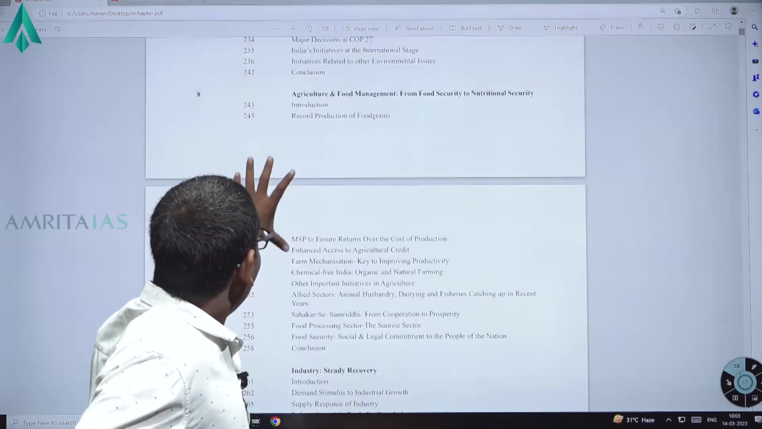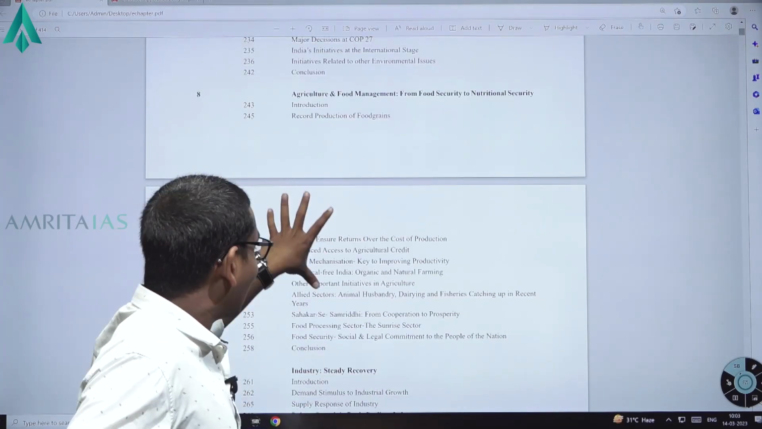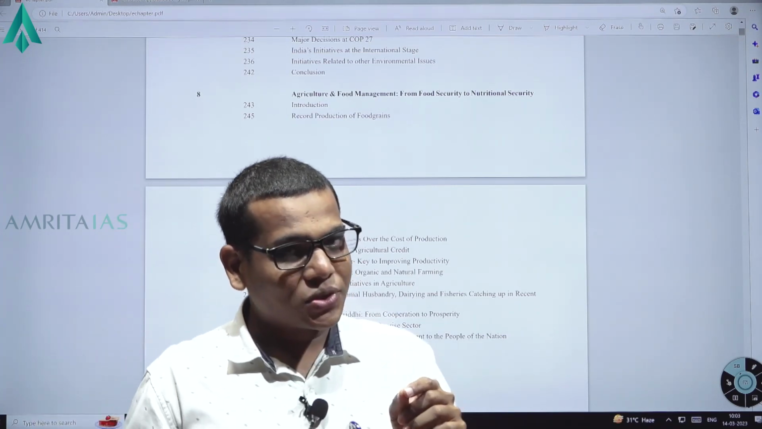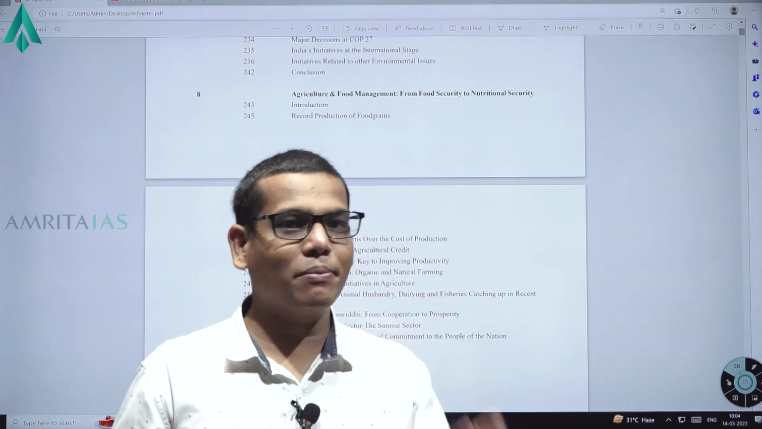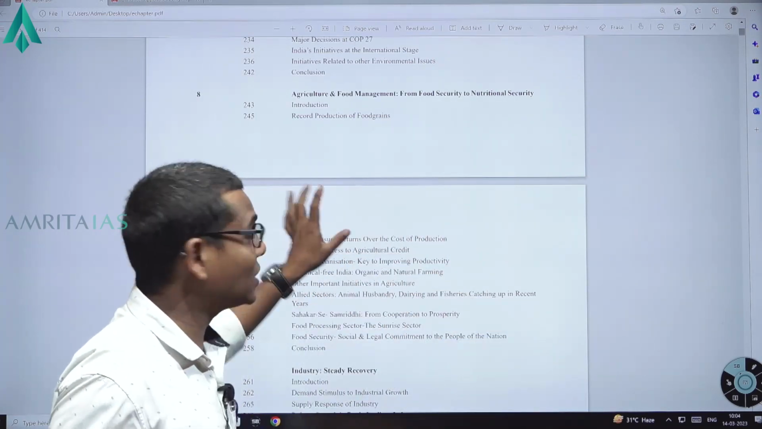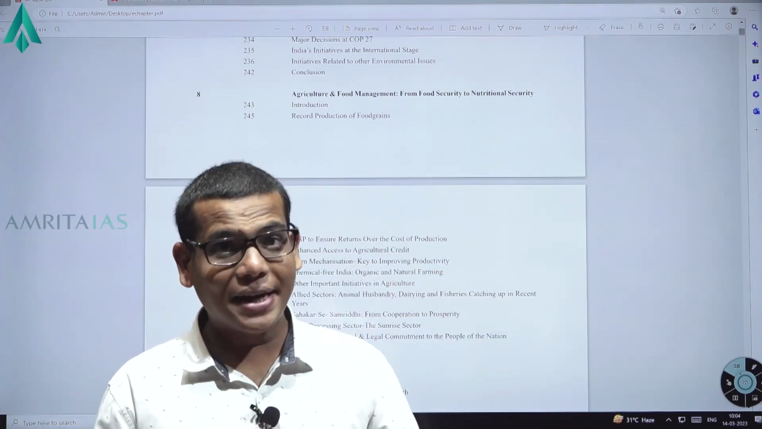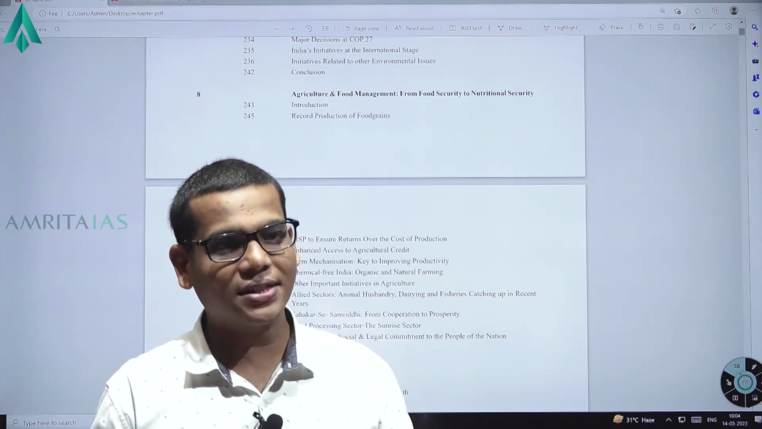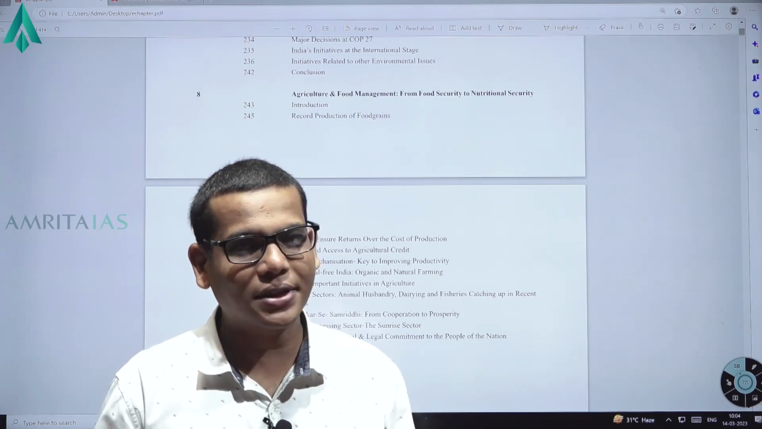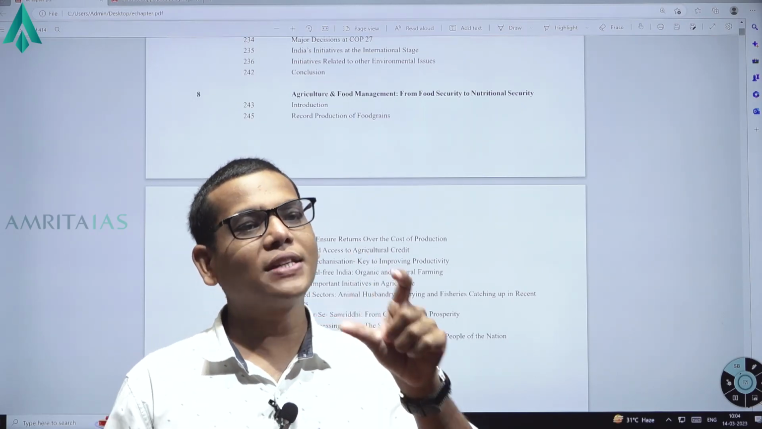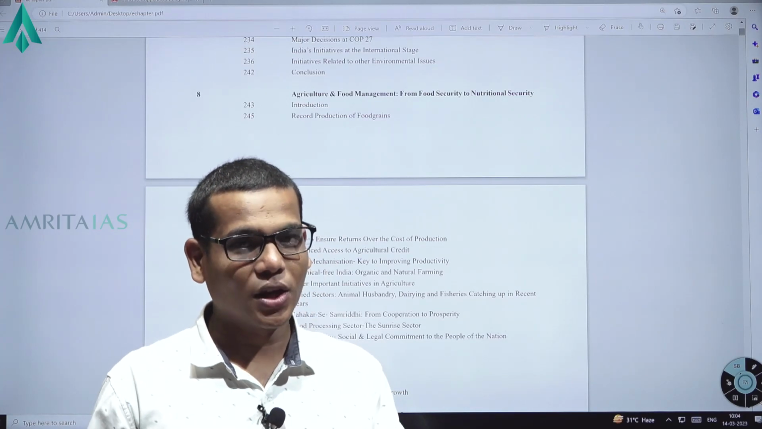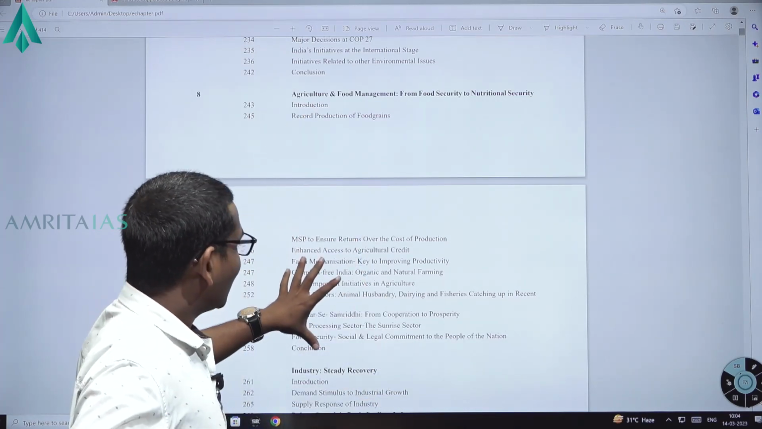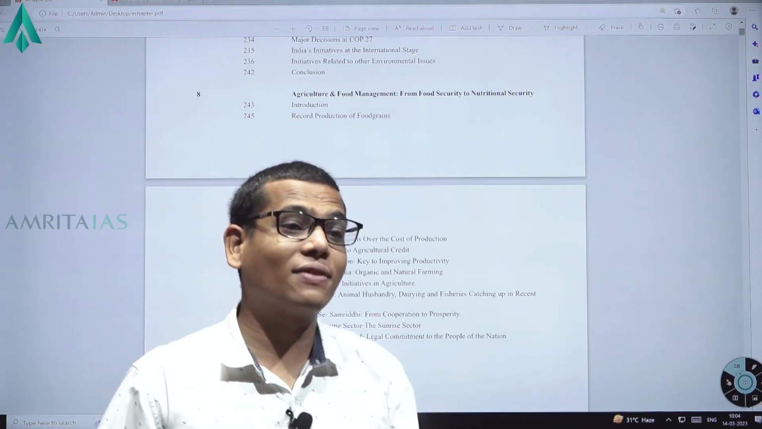And this agriculture and food management chapter is again very, very important, because in both prelims and especially mains, agriculture has the highest weightage. In the last 4-5 years, out of 9 questions in mains paper 3 from economy, 4 questions were asked from agriculture. So definitely, if you read this agriculture portion, you can at least answer 2 to 3 questions.